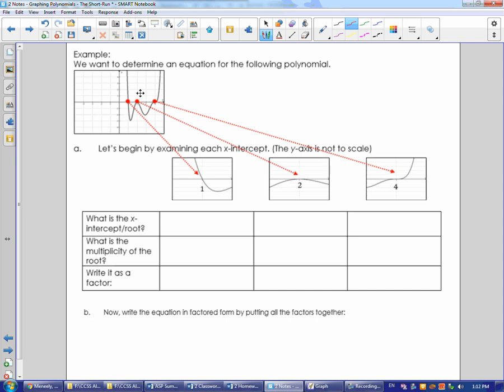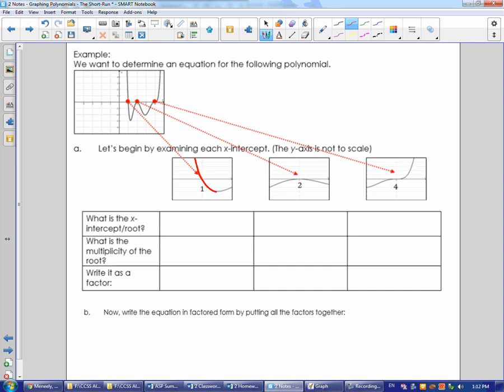So at the first point, this is when x is 1, do you see how the graph just passes straight through the point? It doesn't change at all. It's decreasing the whole time. It's not changing concavity. It's not changing direction. It just passes through. In fact, if you were to zoom into that, it would almost look like a line going through the point. That means it's a single root.